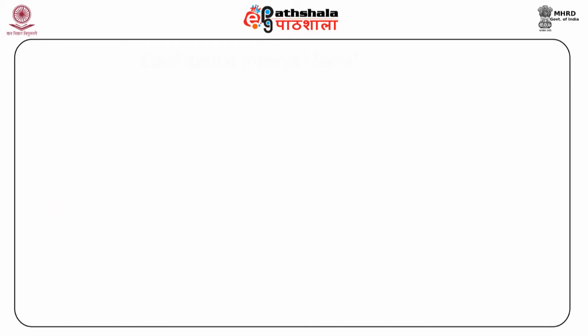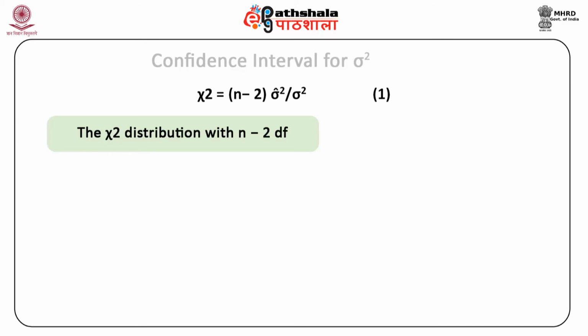Confidence interval for sigma square. We know that the test for chi square can be written as chi square equal to n minus 2 into sigma hat square divided by sigma square. This is our equation 1. Now this follows the chi-square distribution with n minus 2 degrees of freedom. Therefore, we can use the chi-square distribution to establish a confidence interval for sigma square. How do we do it?